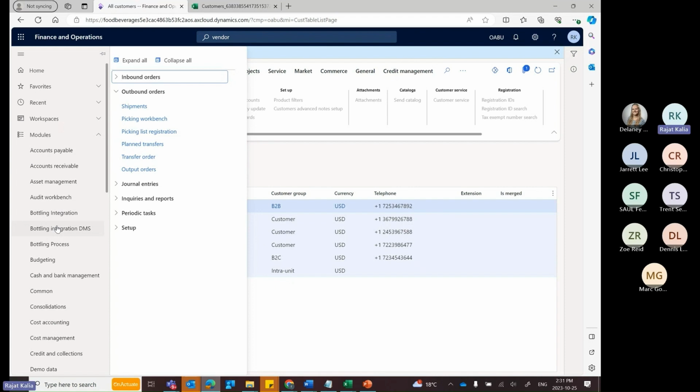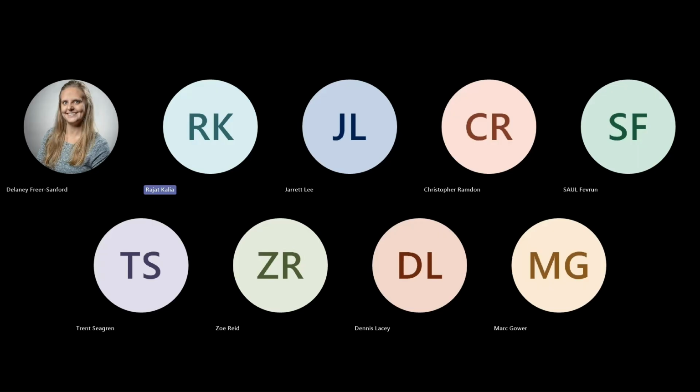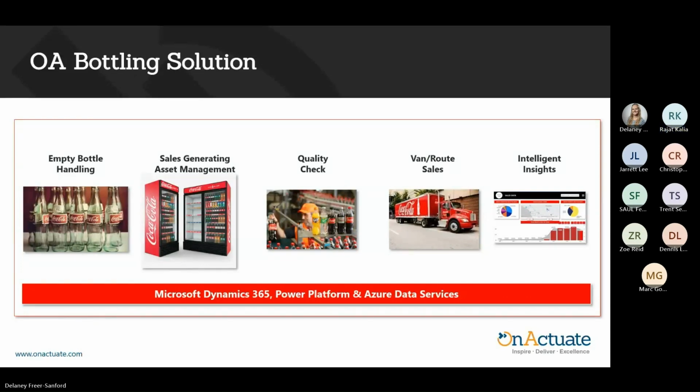So this was all about the look and feel of our solution. Now let's go back to the presentation and discuss some of the key business processes of the bottling industry, that is the van sales in detail. So we'll cover the key details of the van sales through a process flow chart. Next slide, please.